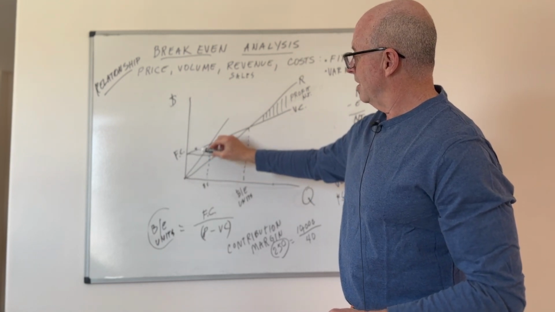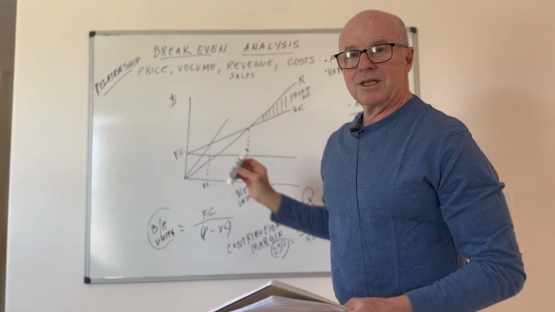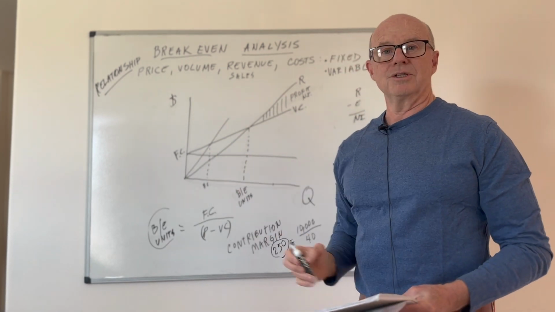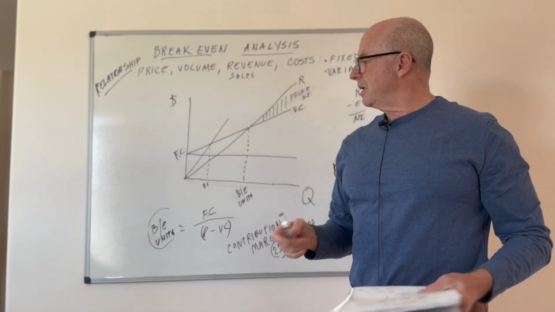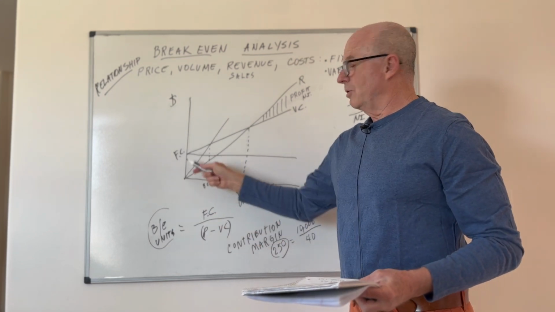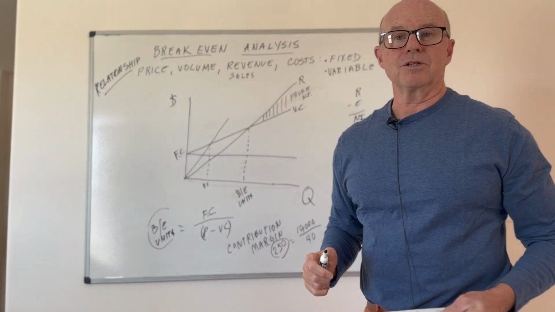If our fixed costs increase, we have to go out further. If our fixed costs decrease, we could bring that break even into fewer units. So these are the kind of things to think about when you're deciding, once you know what your costs are, on what you should price your product or service at.